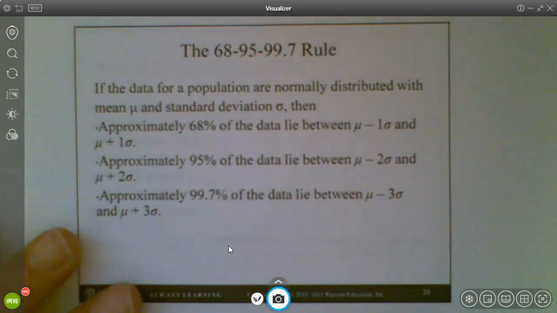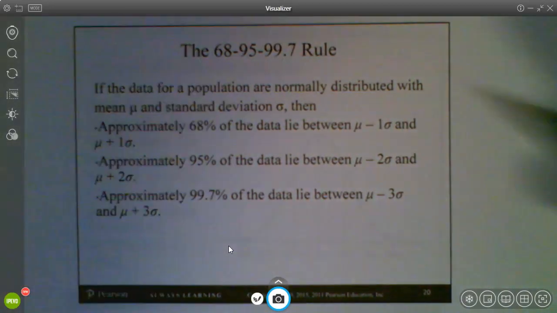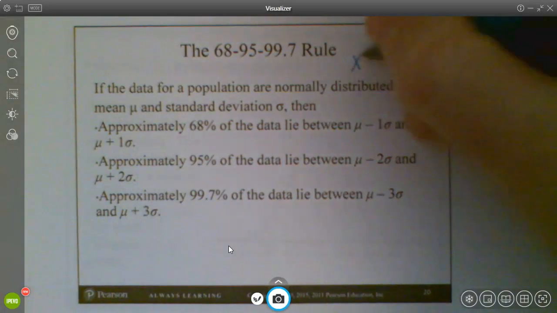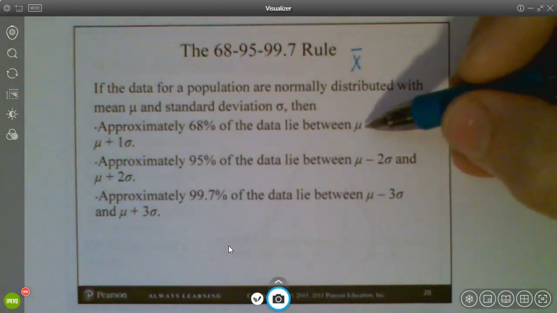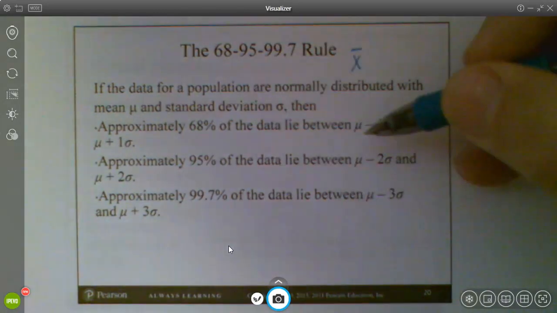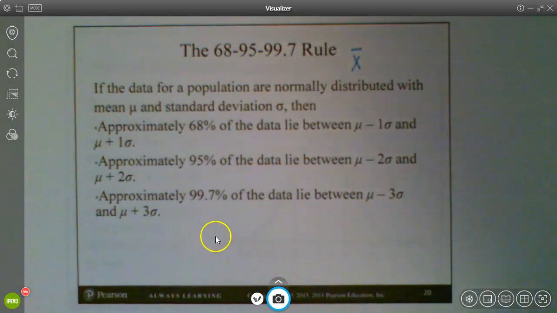FYI, there are 2 different symbols for a mean. You've seen in my calculator that I had the x with the line over it. That is commonly accepted as the mean. This Greek letter mu is also used for the mean. So that's what they're using on this. Same meaning, different symbol.